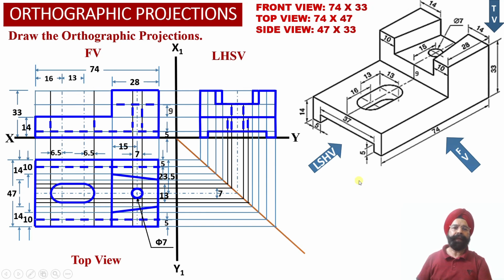So this way we have been able to obtain front view orthographic projections of the solid, the top view orthographic projections of the solid, and the left hand side view orthographic projections of the solid when the 3D isometric projection of the solid depicting the constructional details of the solid was provided to us.